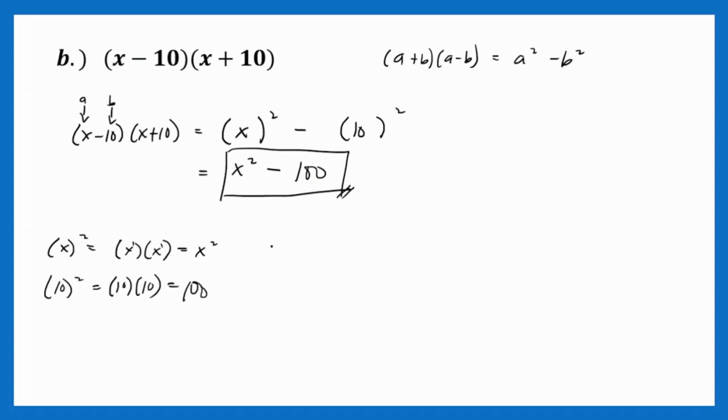Okay? Ganun lang siya kasimple. Ganun lang to kadali, yung multiplying sum and difference of two terms. Okay? So let me give you the shortcut. X minus 10, x plus 10. Una sa una, huli sa huli. Una sa una, x times x is x squared. Huli sa huli, negative 10 times 10, that's negative 100.